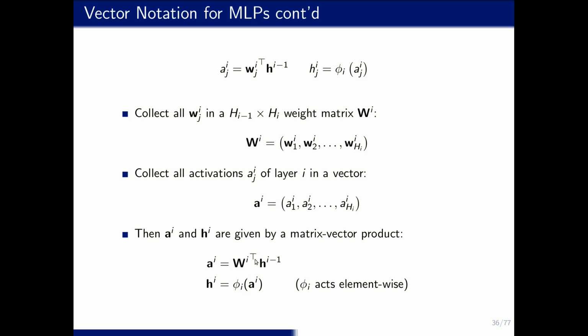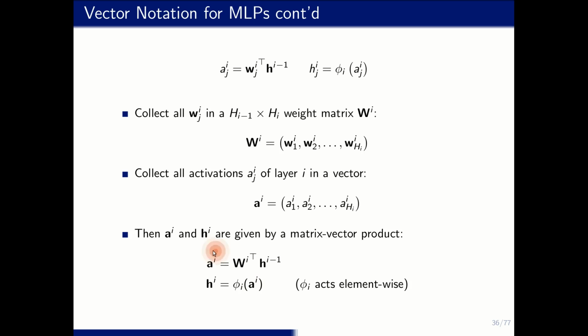So now this is just a matrix vector product. And so we can get all the activations with a single matrix times the output vector of the previous layer. This is the vector of all activations in the ith layer. And if we now apply the nonlinearity element-wise, so phi_i now acts element-wise, recall that phi_i is actually R to R, so it maps number to number. If we apply it to a vector, this just acts element-wise.